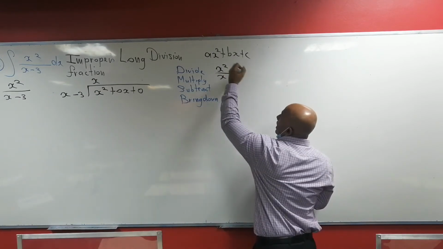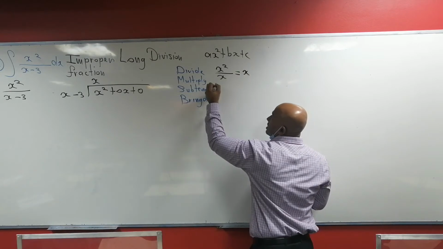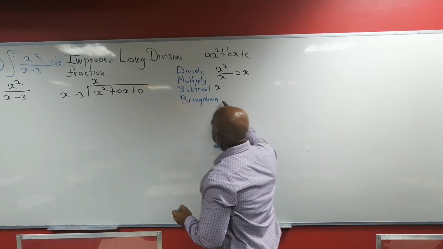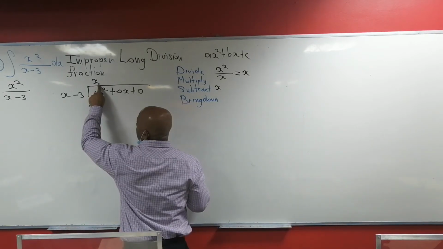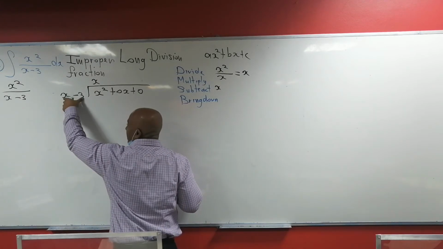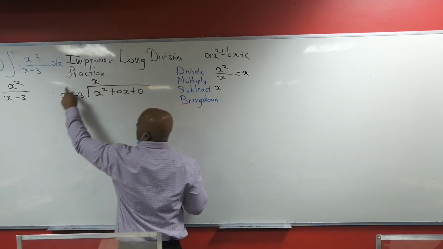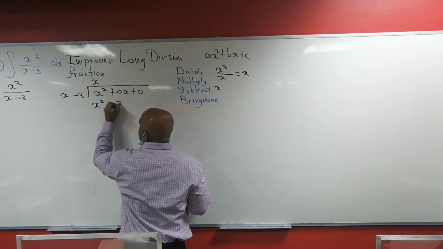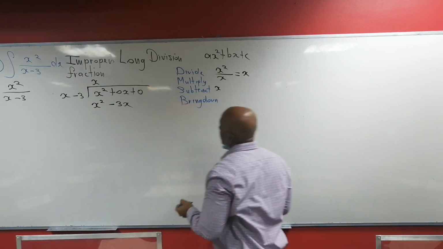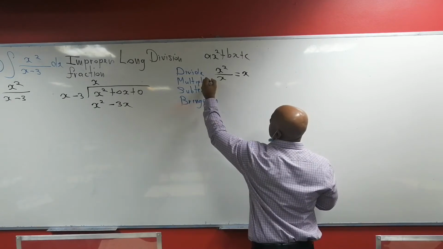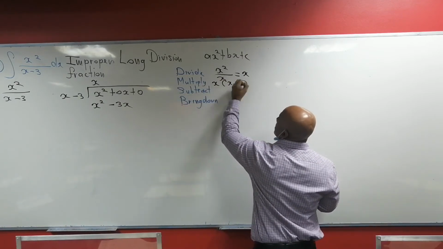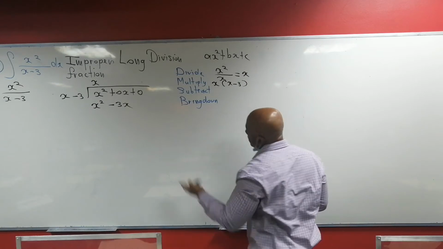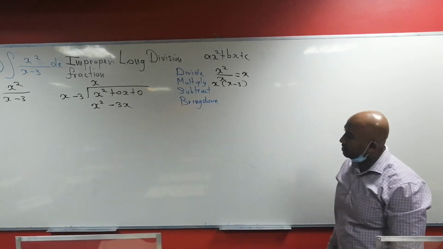The next step is to multiply. So the answer that you just worked out, the x, you're going to multiply it not only by x, but by every term here. So it's going to be x times x, which is x squared, x times minus 3, which is minus 3x. So I got x here times x minus 3, which was x squared minus 3x.